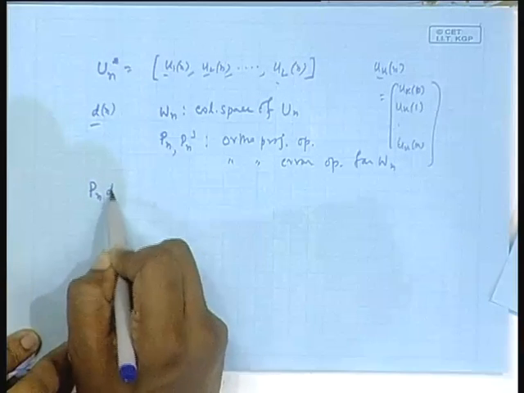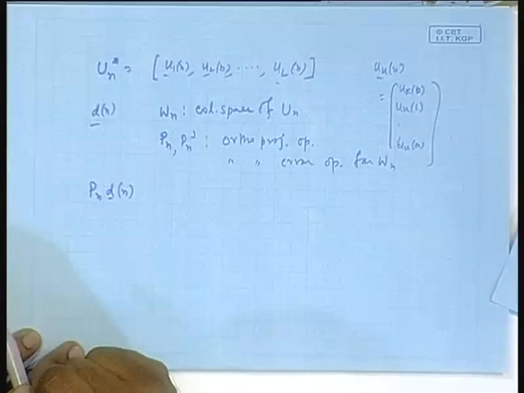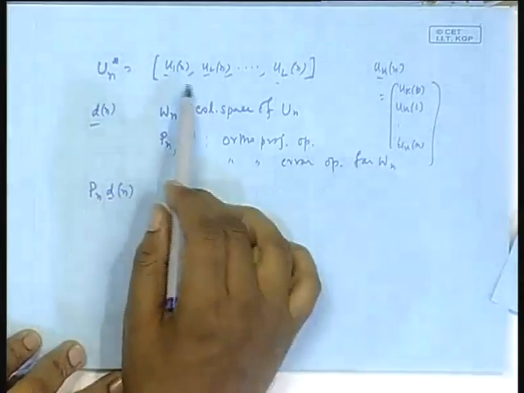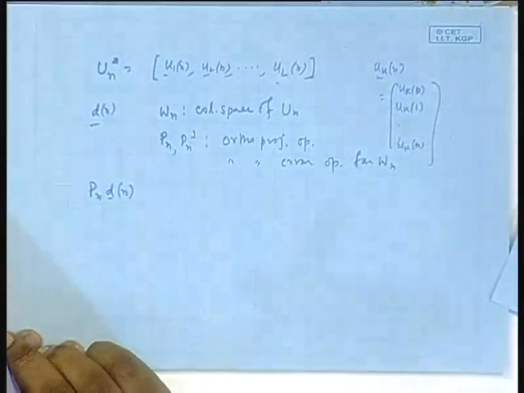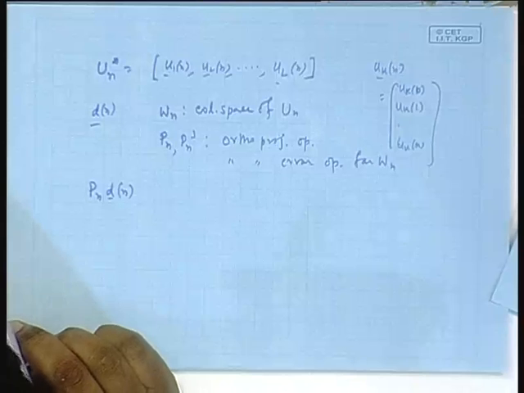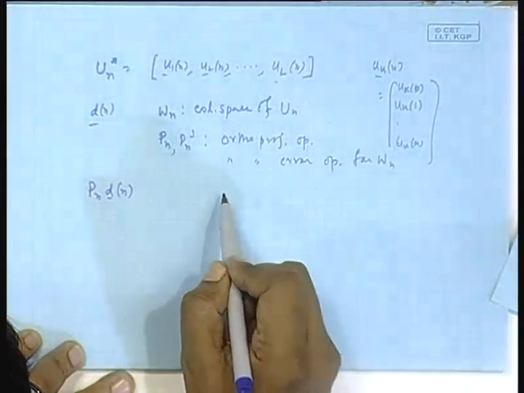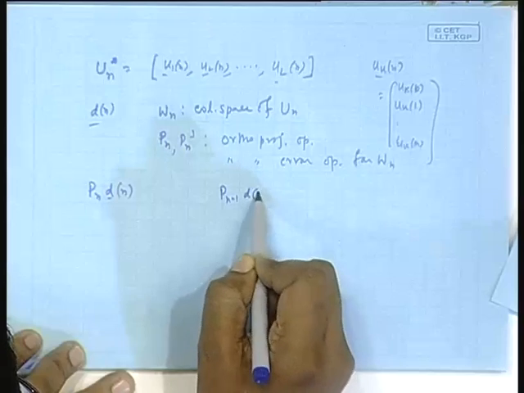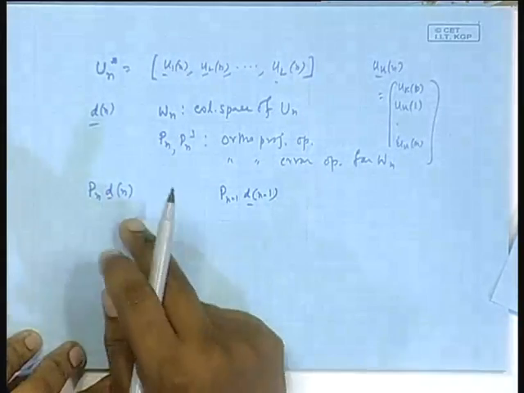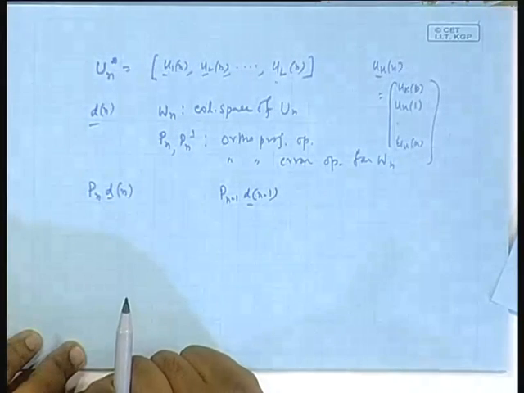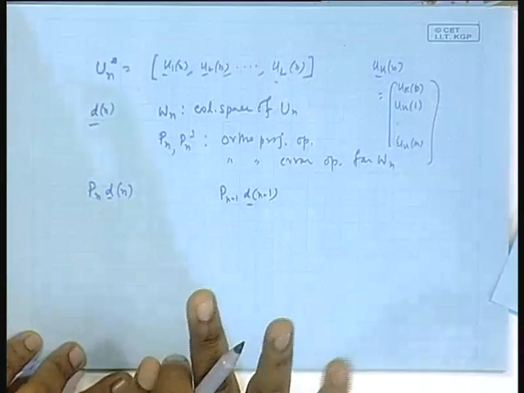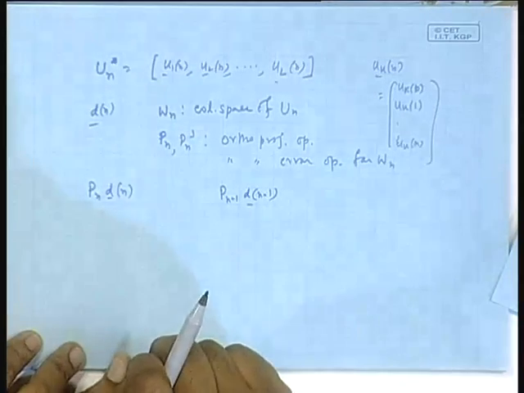P n d n, what is the projection on the space spanned by this guy, the column space of this matrix, and P n minus 1 d n minus 1. How are these two related? Can I find a relation between these two projections? That is the thing, it is not easy, it does not come up so easily.